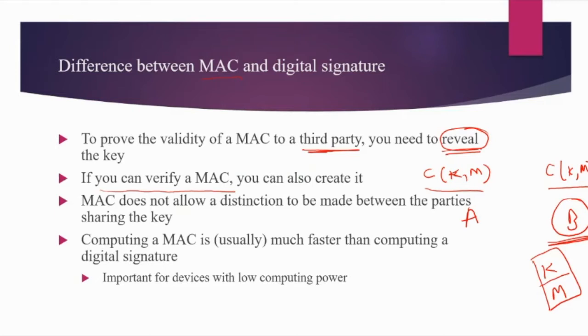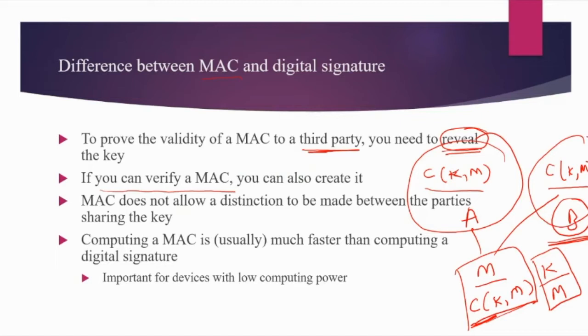So suppose I have this message and the signature, I don't know who is the creator of this message, either A or B. I know that it is someone from A and B, but I cannot uniquely identify the party which sent the message. Why? Because the key is shared. So again, this is something which is not desirable in digital signatures.